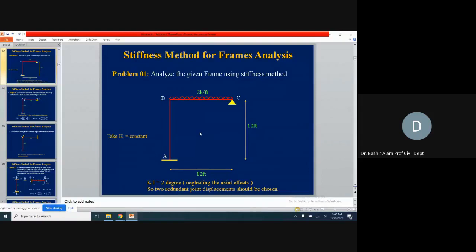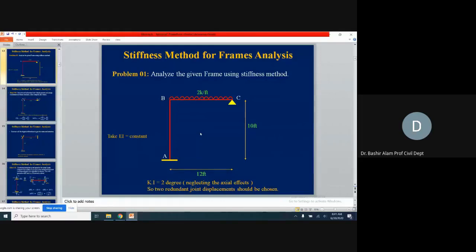If they are given in some numbers, or are different, you will have to take them accordingly. Coming to the kinematic indeterminacy. Why kinematic indeterminacy? Because we are dealing with the stiffness method. So the first requirement of the stiffness method: you must be clear about the kinematic indeterminacy, what it is and how we find it for a structure.